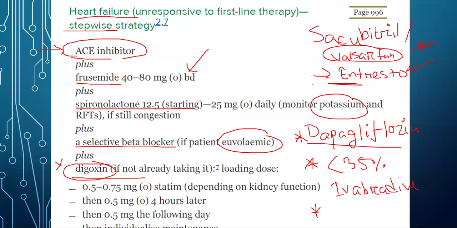Nowadays, digoxin is not a good option to choose. So we would not choose digoxin in these patients because we have a lot of better medication to choose. So dapagliflozin, we will choose instead of digoxin.